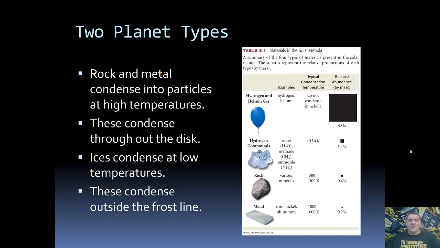Now, something that I want to point out is that hydrogen and helium will never condense within the nebula. This stuff is always going to remain as a gas. So the distance away from the protosun, where it gets cold enough to finally begin forming ices, we refer to as the frost line. So inside the frost line, we only get rock and metal. Outside the frost line, we get rock, metal, and ices.